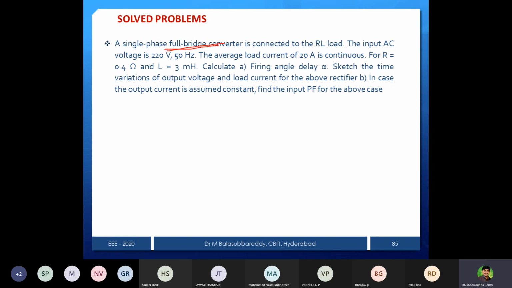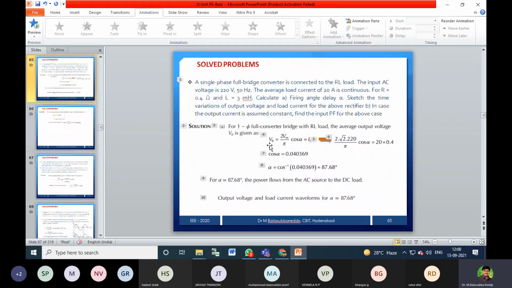We'll see these problems next class. I will take tomorrow also. You don't have tomorrow also. I think lab is only from 16th onwards. I'll continue in the next class. You can leave.